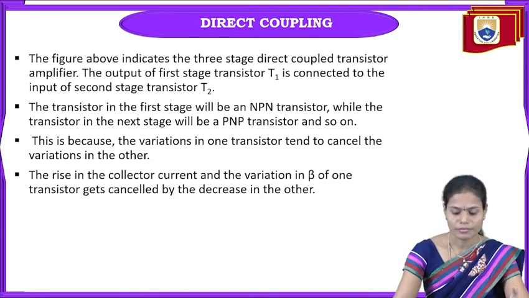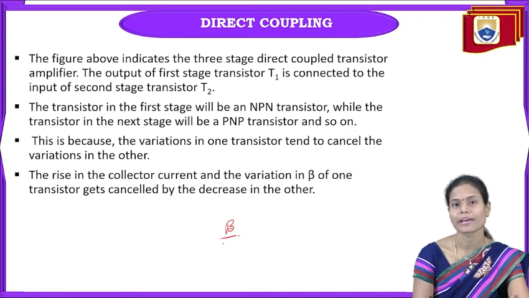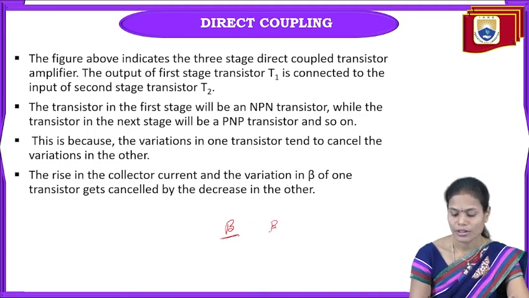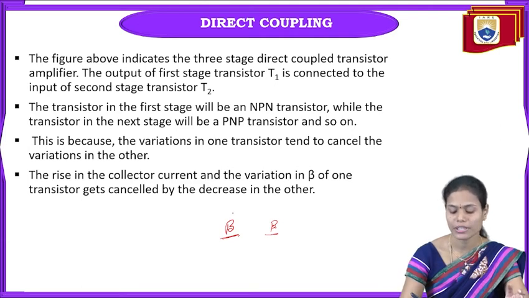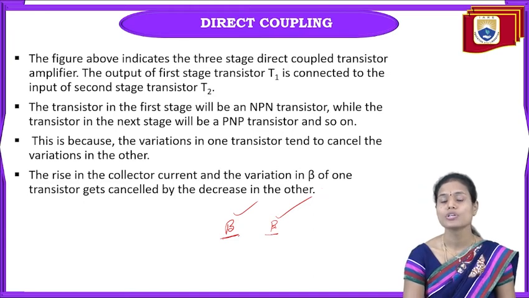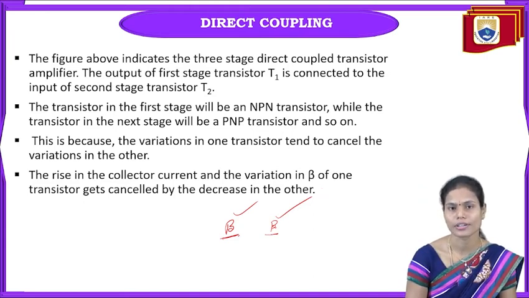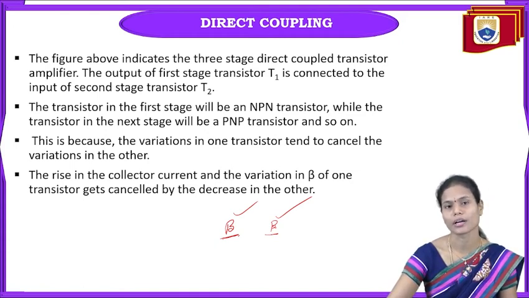And one more thing here, any variation or rise in the collector current due to the beta parameter in one transistor is cancelled by a decrease in the collector current in the other transistor. Why? Because even if we take two similar transistors with the same properties and the same doping levels, the beta value will be different. For two similar transistors also the beta value is different. So because of that, any variations in the collector current are compensated here, even though we are not providing any coupling device.